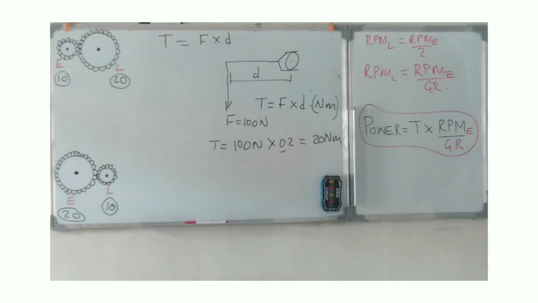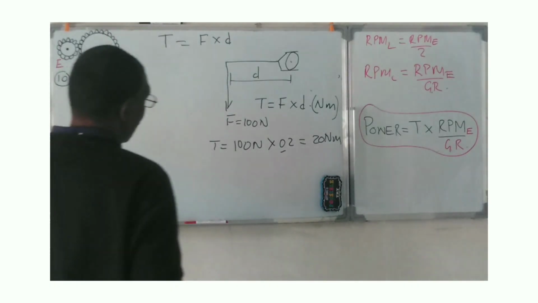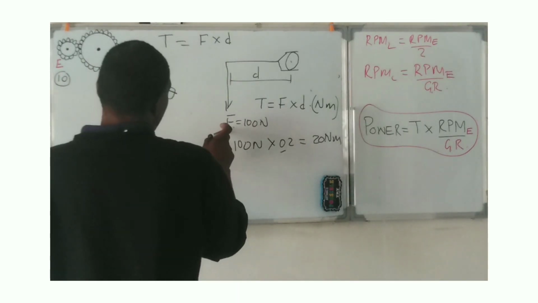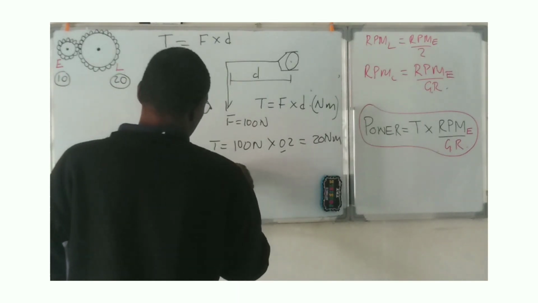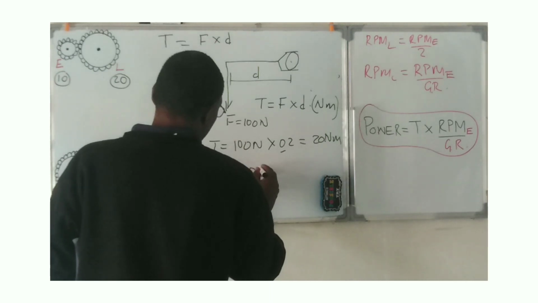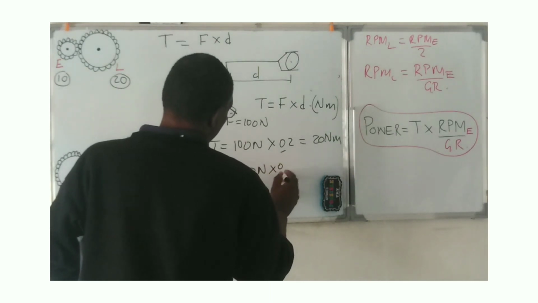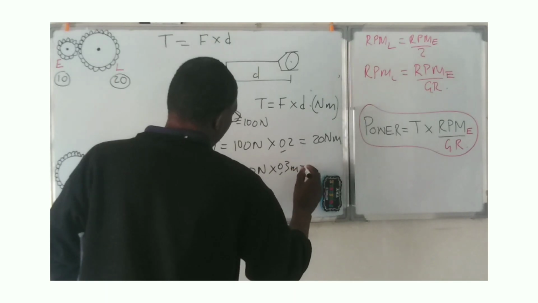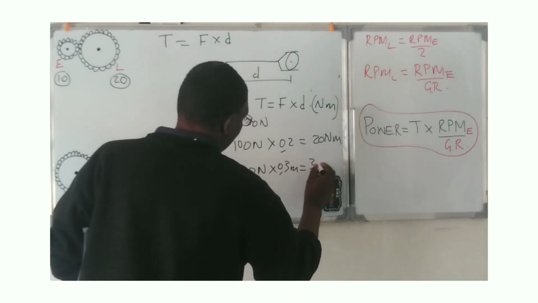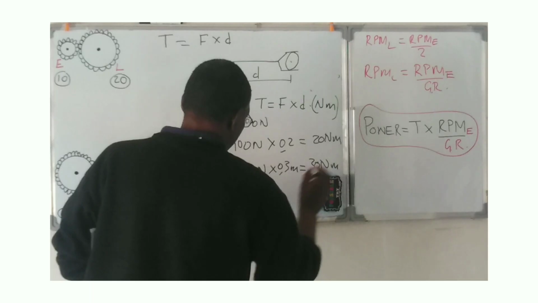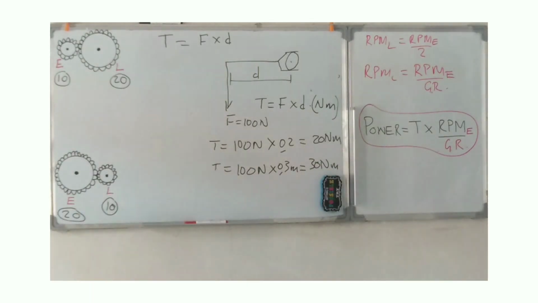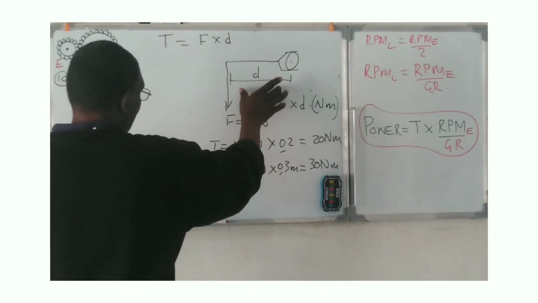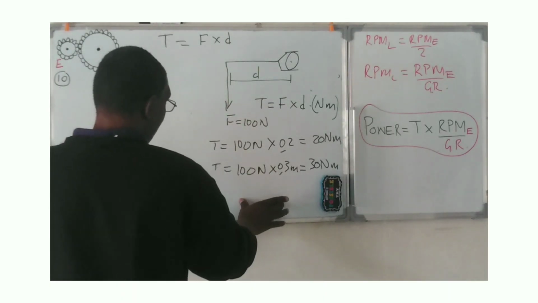What if we increase the length of our spanner and make it 30? Well, distance now is going to be 0.3. If we apply the same force, our new torque is going to be 100 newtons times 0.3 meters, which is equal to 30 Newton meters. So you can see there that the longer the distance for the same given force, the greater the torque.